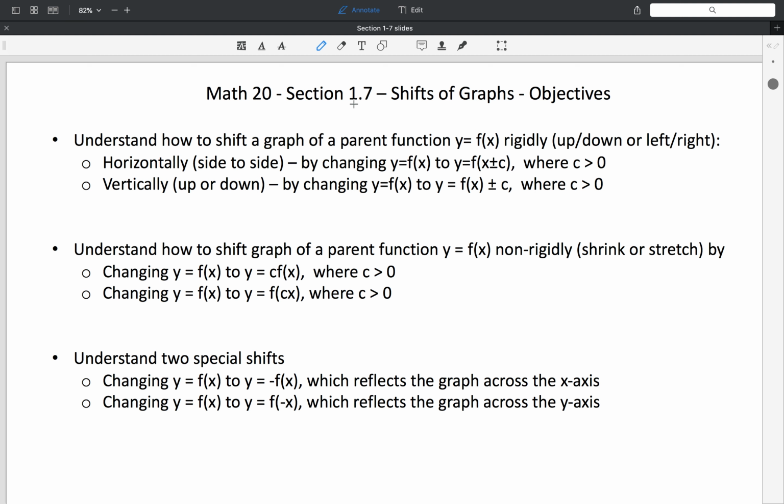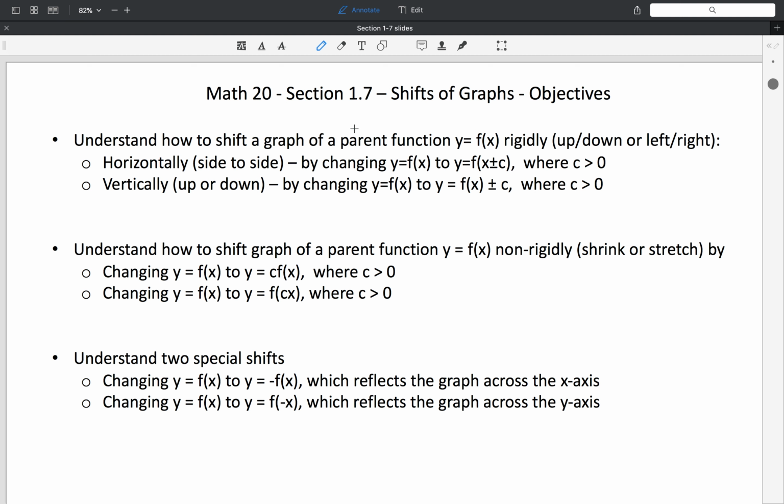Hello, we're going to talk section 1.7 today, and that's about shifts of graphs. A shift is when you take a graph and do something algebraically to it and move it around. So we want to understand how to shift the graph of a parent function rigidly, and that's going to be up or down, left or right, without changing it.